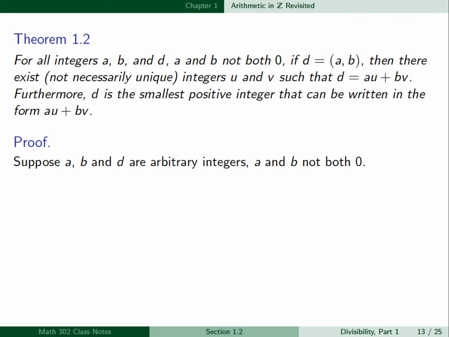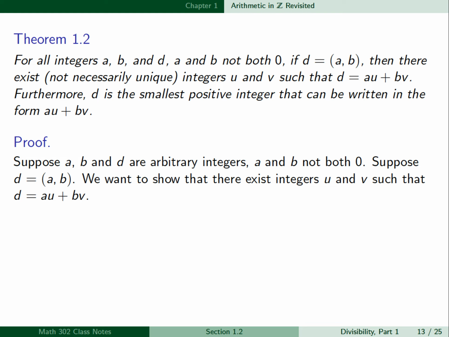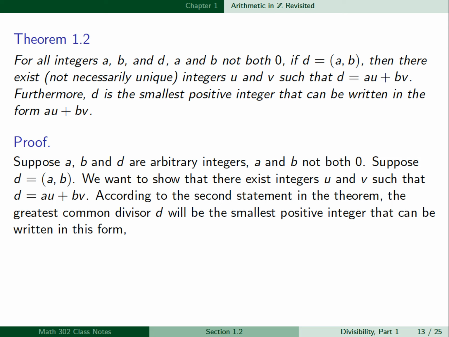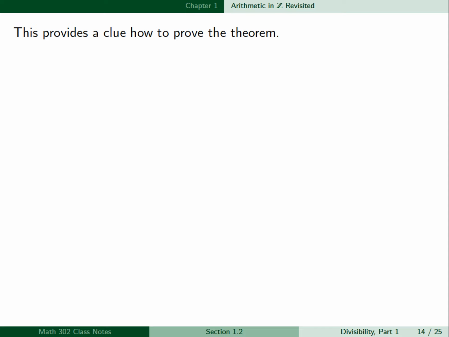We'll start the proof. So suppose a, b, and d are arbitrary integers, a and b not both 0. And let's suppose that d is equal to the GCD of a and b. So we want to show that there exist integers u and v such that d is equal to au plus bv. Now according to the second statement in the theorem, the greatest common divisor d will be the smallest positive integer that can be written in this form, as an integer linear combination of a and b. This provides a clue how to prove the theorem.